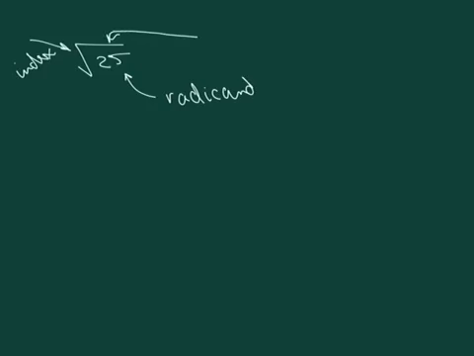So, square root of 25. This is the radicand, is what that's called. The number that goes in here is called, I said before, the index. And this is called the radical sign. Okay? So the whole thing together, the whole kit and caboodle, is called a radical. Whenever you put a sign over it like that, you have a radical.